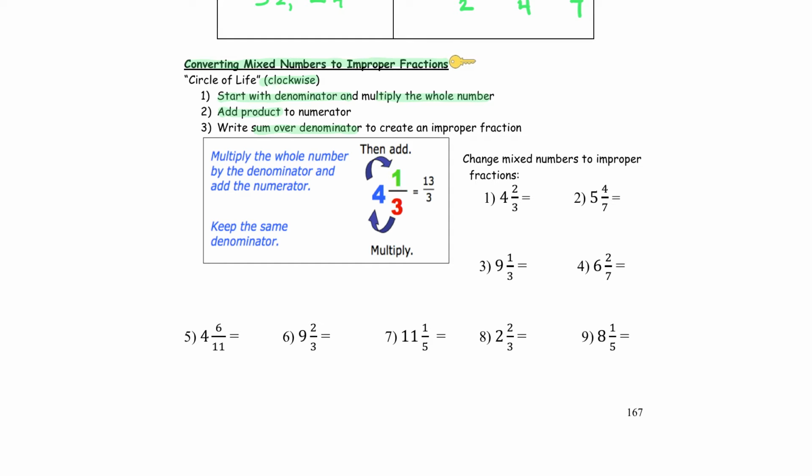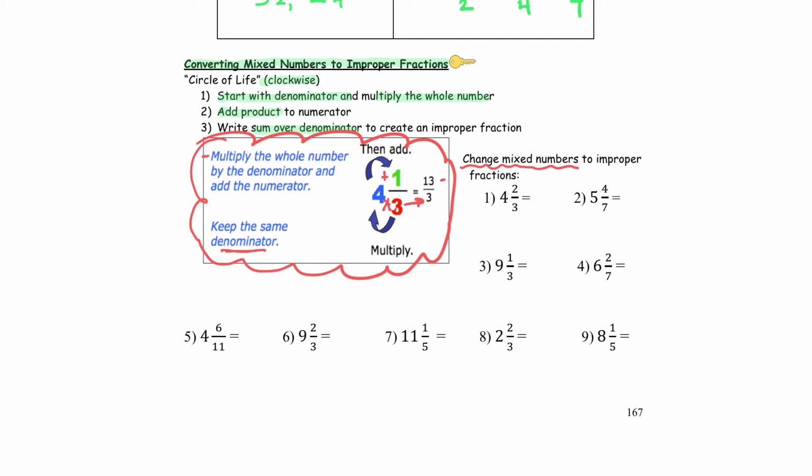Again, if we take a look right over here, here is a direction box. We have 4 and 1/3. The directions say multiply the whole number by the denominator and add the numerator, and you keep the same denominator. So if it's 4 and 1/3, we start with the 3, we multiply by 4, so 3 times 4 is 12. 12 plus 1 is 13. So we put the 13 as the numerator, and we simply bring over the denominator, and our answer would be 13 over 3.